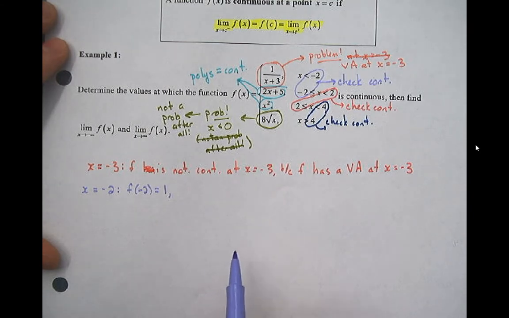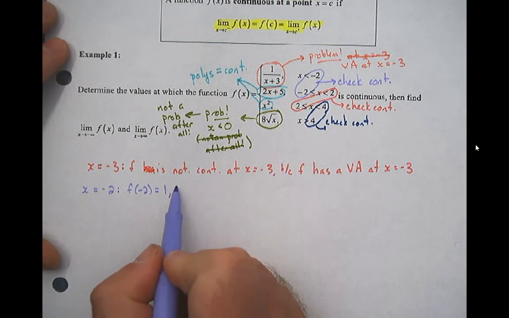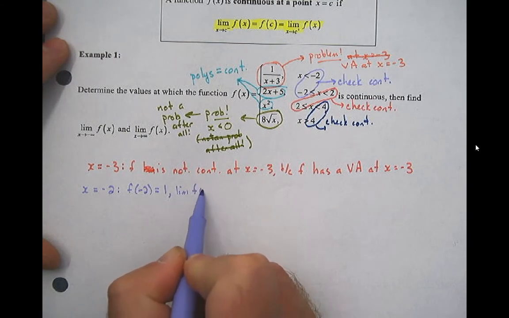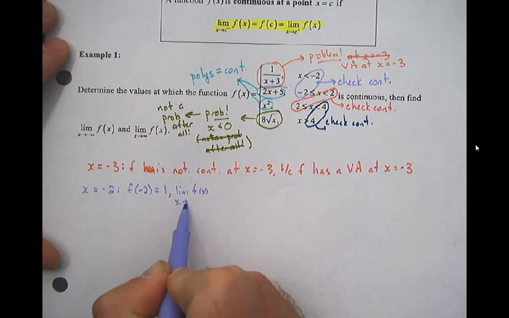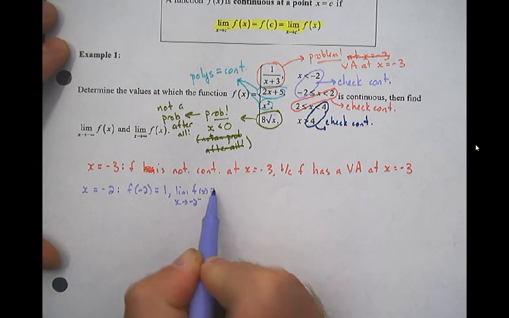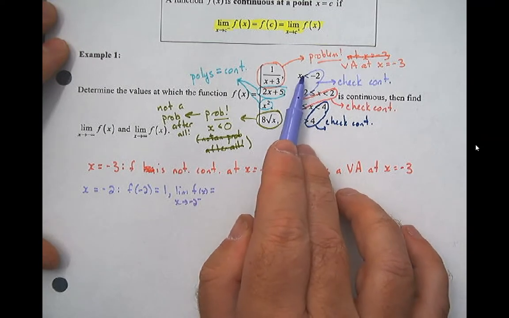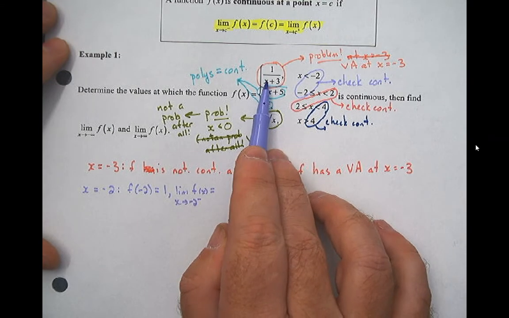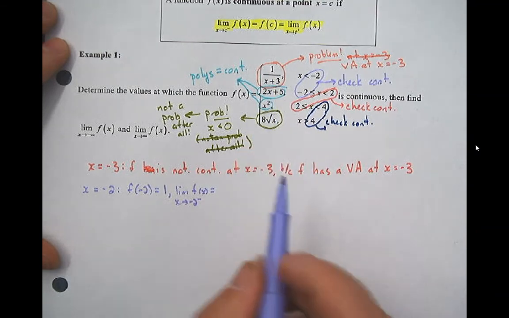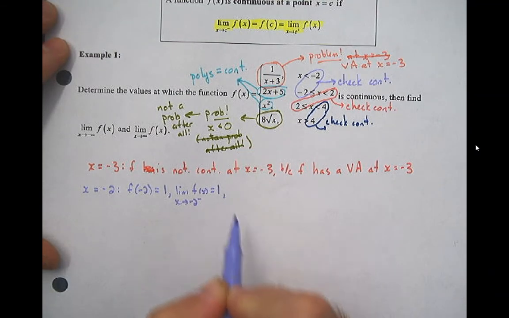Now I need to check that the one-sided limits are equal. So the limit of f of x as x approaches -2 from the left. If I'm going to approach -2 from the left, I'm going to use this equation. So plug -2 into this. -2 plus 3 is 1. 1 divided by 1 is 1. We're off to a good start.